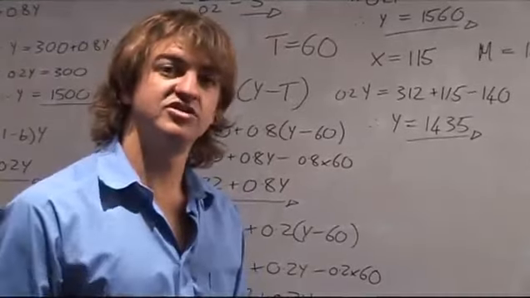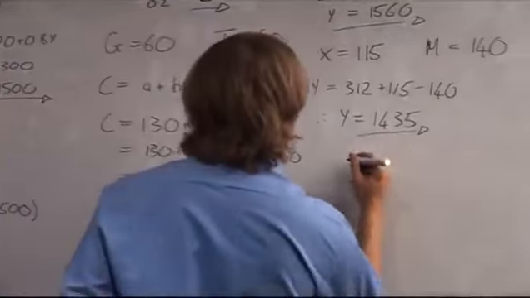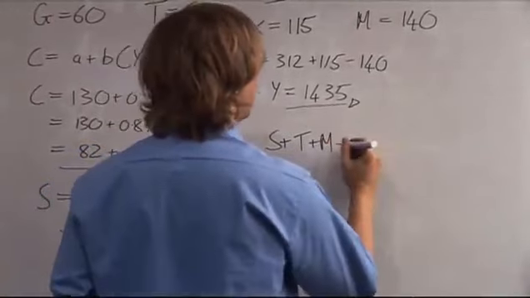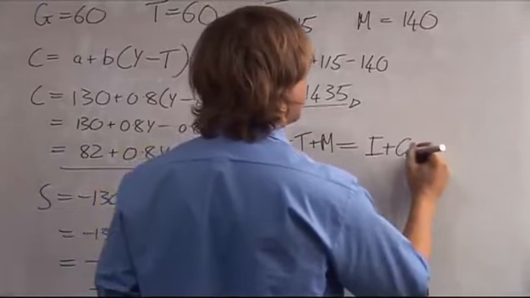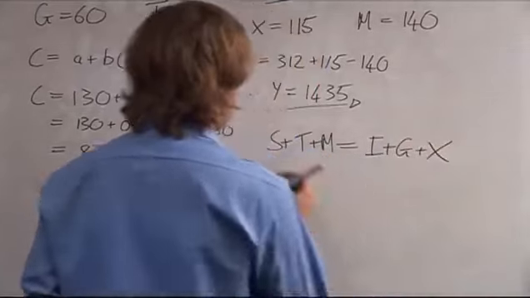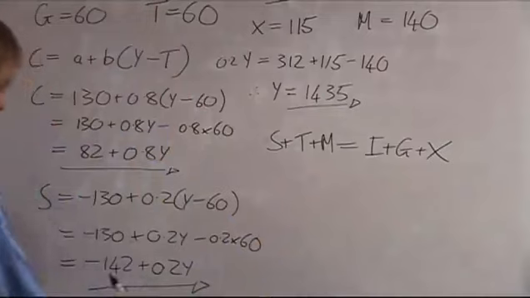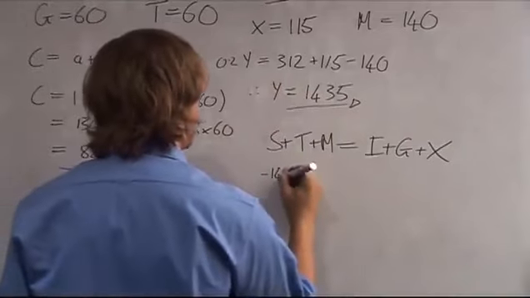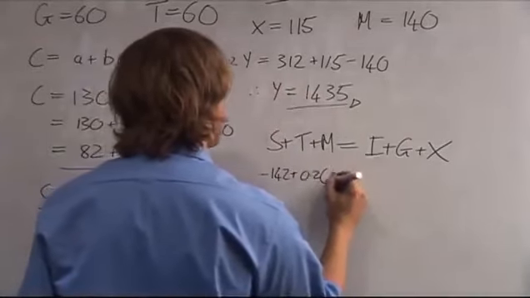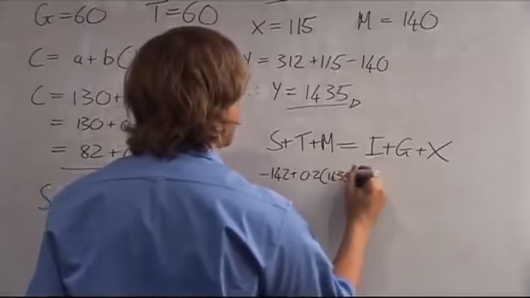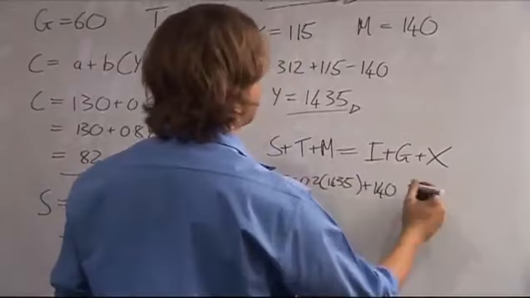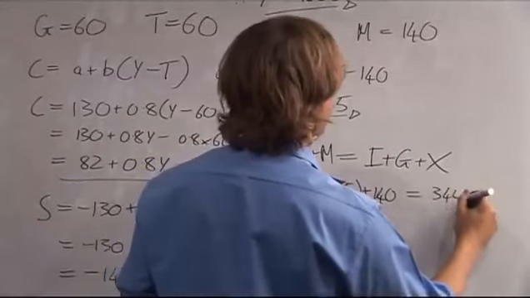Let's see if your injections do equal your leakages. So your leakages are savings, taxes, and imports. And let's see if they equal investment, government spending, and your exports. So what does savings equal to? Well, your savings function is here, minus 142 plus 0.2y, and it's the y that we have in equilibrium. So it's minus 142 plus 0.2 times 1435 plus imports of 140, which is equal to 345.